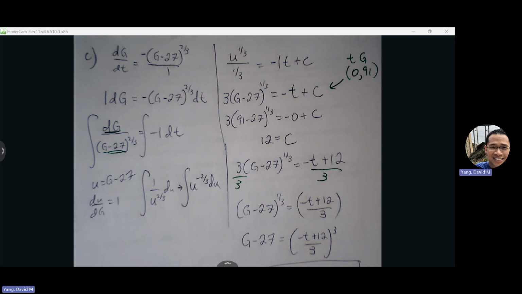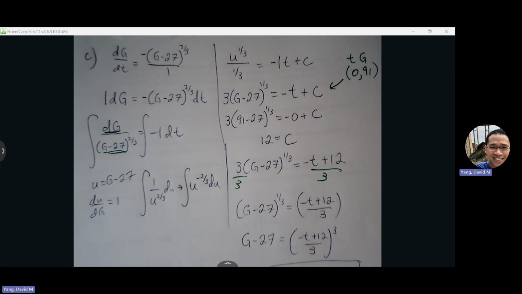So u to the negative 2/3 is ready for power rule. Make it u to the 1/3 over 1/3. Right side, -1 becomes -1t plus C. And now we have our general equation. You're free to decide which order you want to do your final 2 steps in, solving for C and solving for G. I find that this is a relatively easy spot for me to solve for C, so I'm going to go ahead and do that.